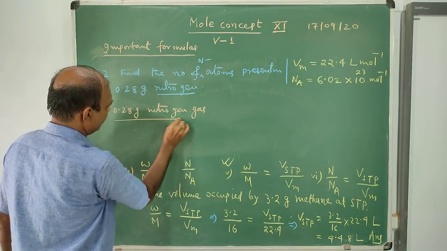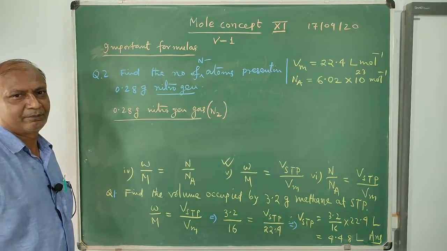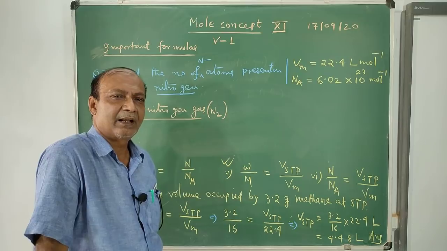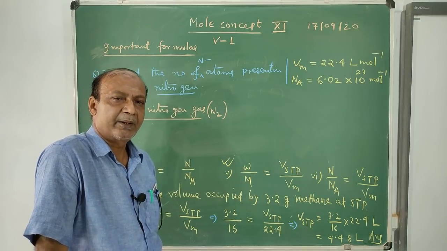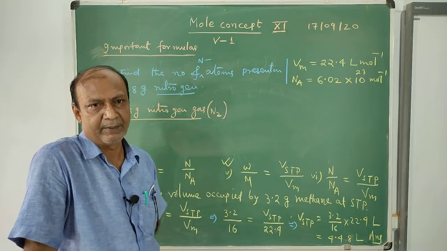Nitrogen gas is made up of N2 molecules. So you will get the number of molecules, and after getting the number of molecules, you will multiply it by 2 to get the number of atoms.